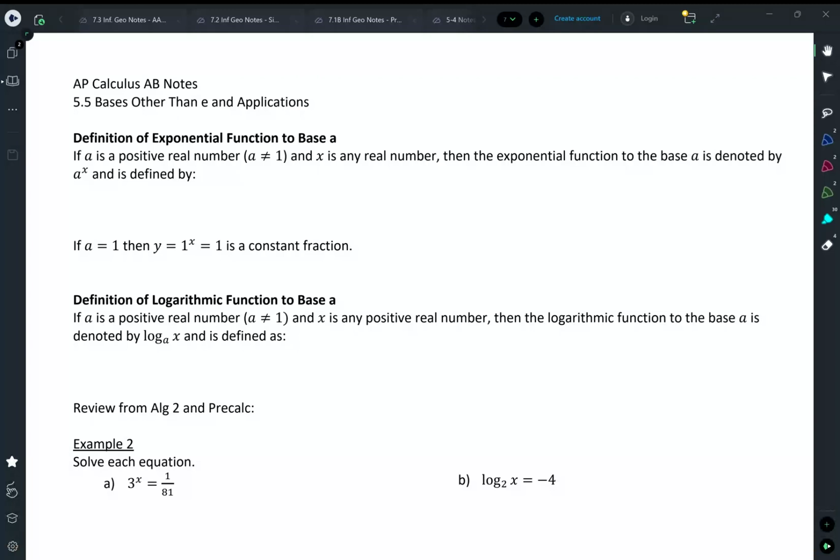1.55, bases other than e and applications. So we're going to start out by looking at the definition of exponential function to base a. So that sounds really confusing.